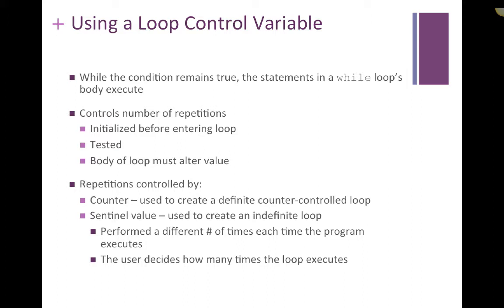We can control conditions in while loops with two different mechanisms. We can use a counter, which creates a definite counter-controlled loop, so we know how many times that loop is going to be executed. Or we can create a sentinel value loop, and that is considered an indefinite loop because it performs a different number of times based on a value that's provided by the user. So the user decides how many times that loop is going to execute.